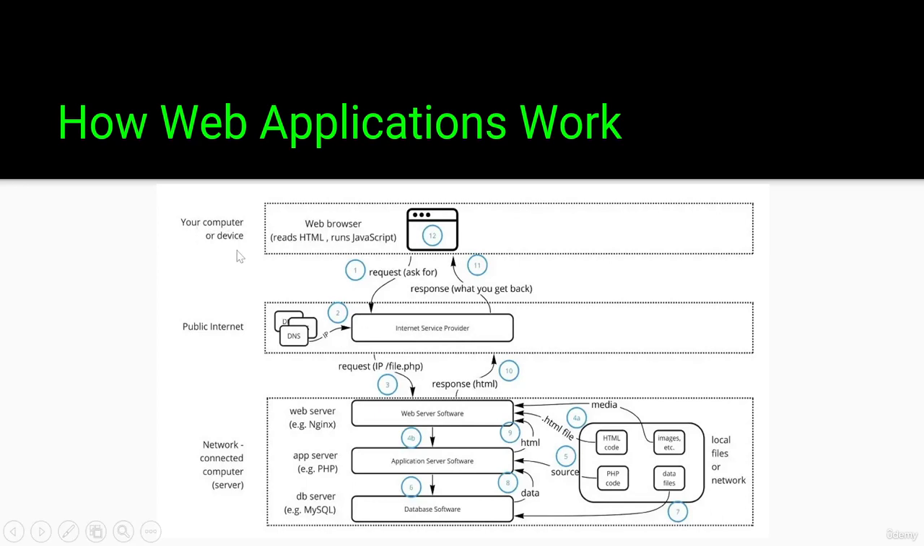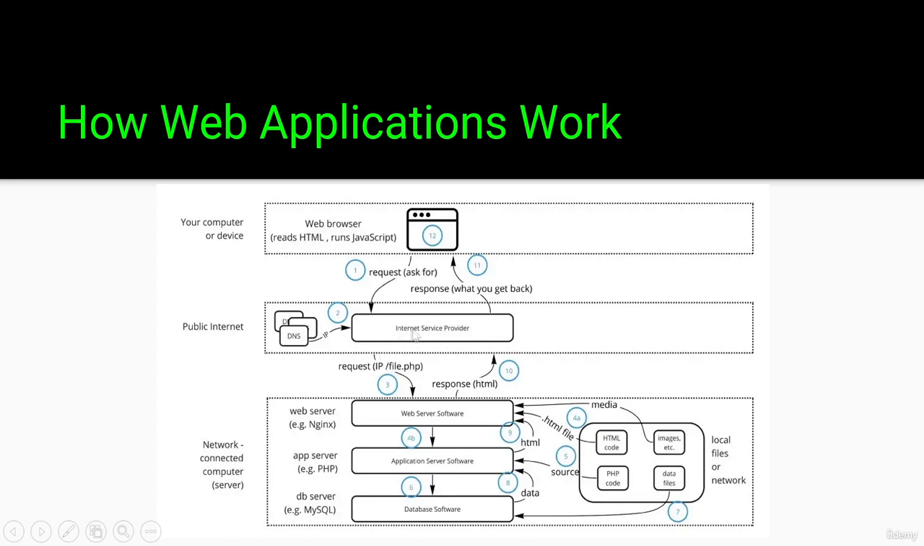So here is your computer or device. Now here is the browser. It will read HTML. It will run JavaScript, for example. First it makes a request. Then, as you can see, this is the public internet, and this is the ISP, the Internet Service Provider, with DNS, IP, etc.